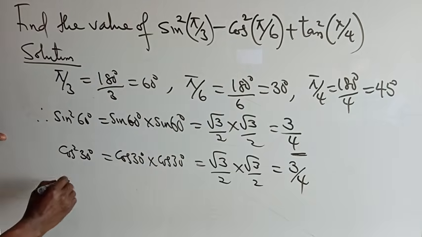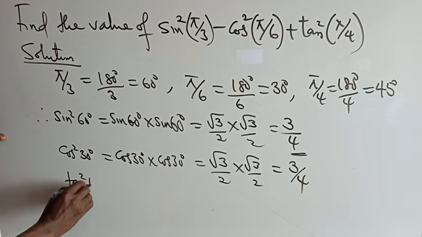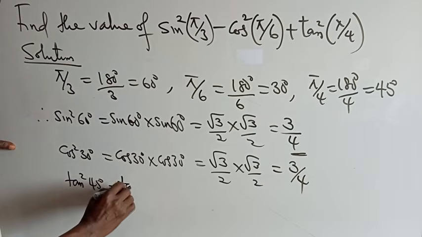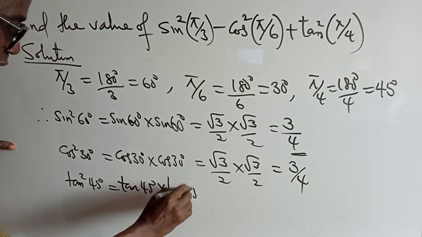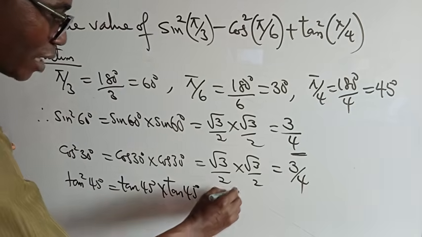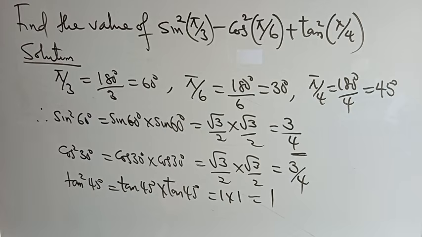Now for tan square, 45 degrees. It's another special angle. Tan 45 degrees times tan 45 degrees, that's 1 times 1, which is equal to 1. Fine. So we have been able to simplify this.